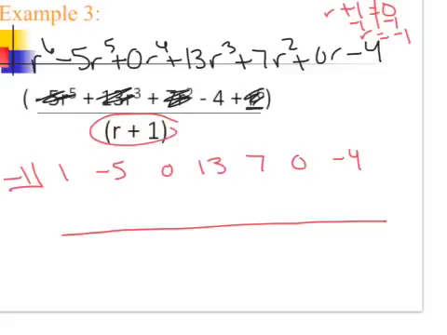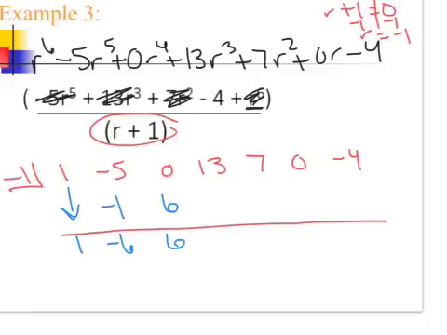So we'll bring down our first number. Our first coefficient is 1. And then multiply by the number in the box. So 1 times negative 1 is negative 1. Add negative 5 and negative 1 is negative 6. Multiply the negative 6 by the number in the box. So negative 6 times negative 1 is positive 6 in the next column. Add once again, 0 plus 6 is 6.